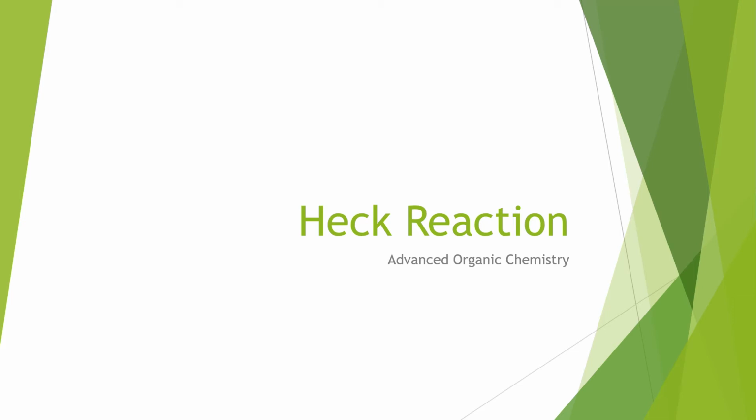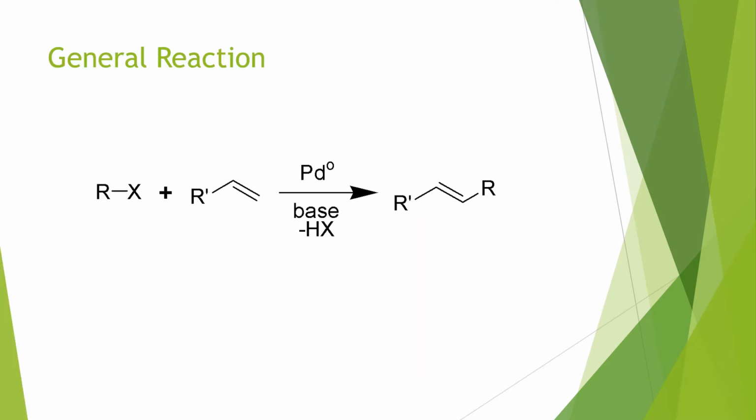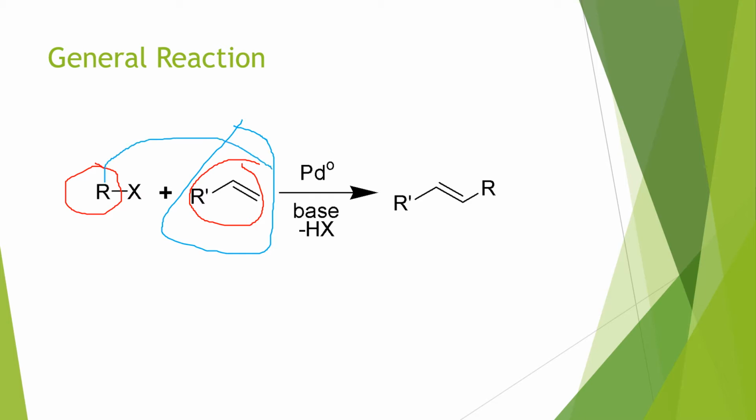The Heck reaction, as part of advanced organic chemistry. The general reaction for the Heck reaction involves coupling this R group to that species over there, and you can see that nothing happens to the alkene group, and all that really happens is that the R group attaches to that end of the alkene.